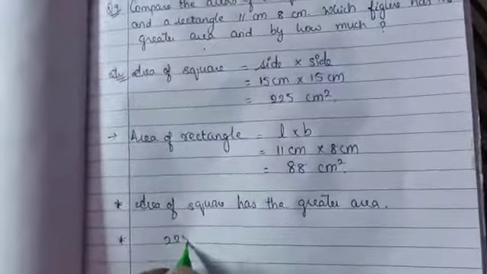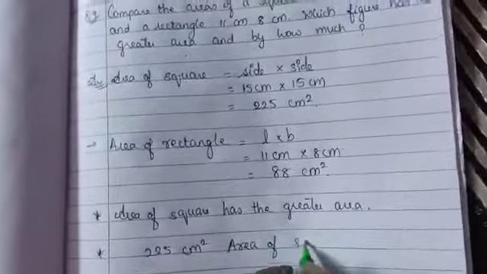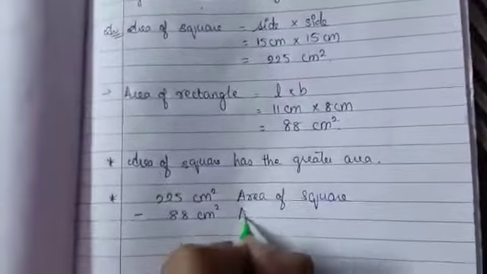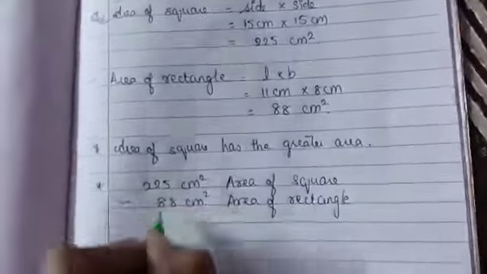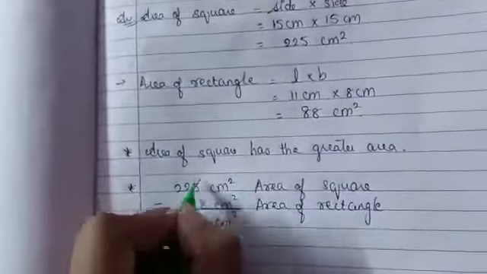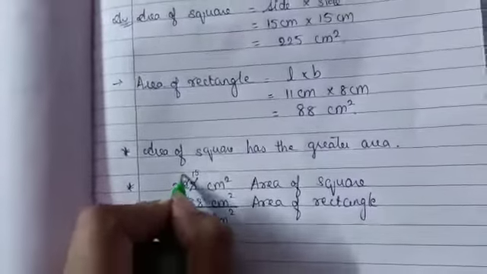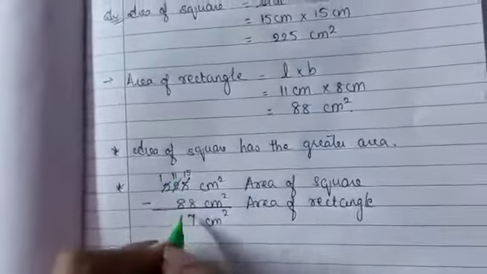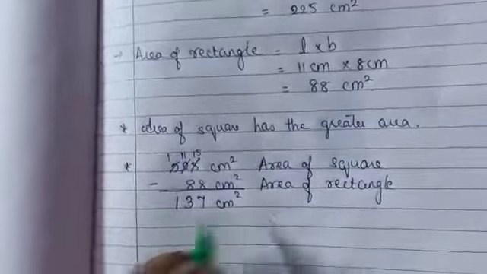So 225 square centimeter, what is this? It is the area of square, minus 88 square centimeter. What is this? This is the area of rectangle. Okay. Now we have to do subtraction of this. The square centimeter will remain the same. Now 5 minus 8 is not possible, so here it will come 15. Here 2 minus 8 is also not possible. We will borrow from here. So we will keep here 11, and here 1. So 15 minus 8 will be 7. Then 11 minus 8 will be 3. And 1 will remain the same. So the answer is 137 square centimeter.